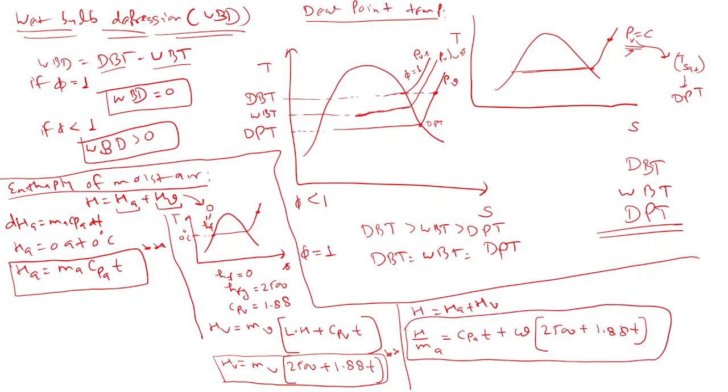So H by MA we can also write as small h. What would be the unit of this? Kilojoule, since we have divided by MA, so per kg of dry air. That is important to write. Is it fine?